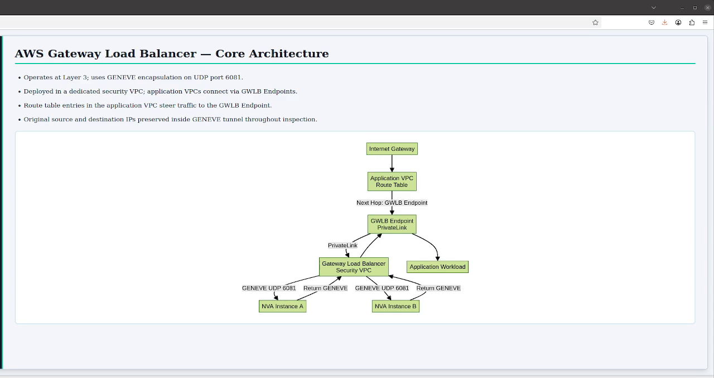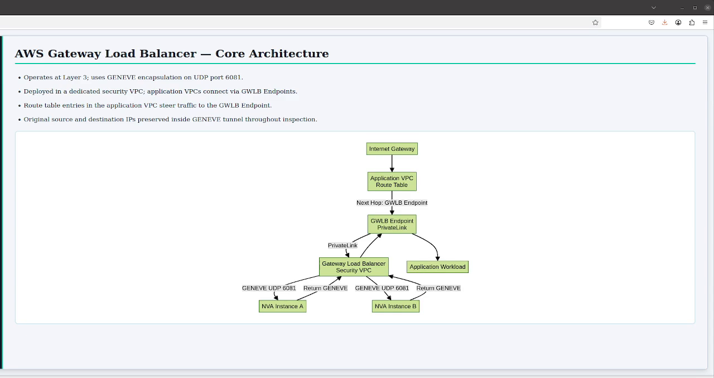The GWLB encapsulates the original packet in a GENEVE tunnel and delivers it to a healthy NVA instance from the target group. The NVA inspects or processes the packet, then returns it to the GWLB through the same GENEVE tunnel. The GWLB decapsulates the packet and returns it through the PrivateLink path back to the application VPC, where it continues to the intended workload. Return traffic follows the symmetric reverse path.